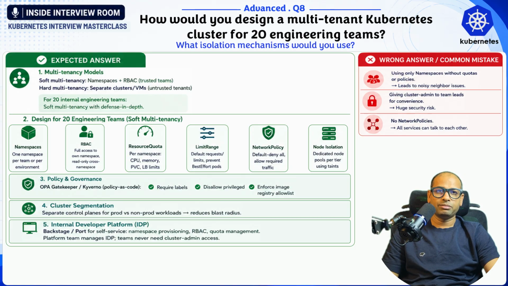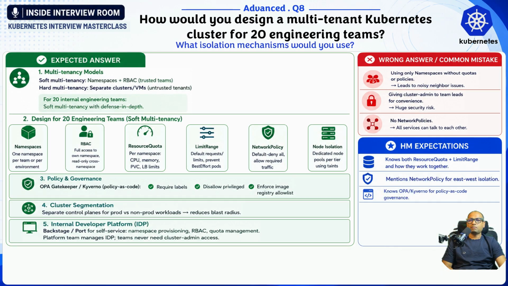Just use a namespace with no quotas or policies, and you get noisy neighbor chaos. Give the team lead cluster admin for convenience, and that's a massive security risk. With no network policies, every service can talk to every other service, with no isolation. Multi-tenancy is not a namespace; it's an isolation, governance, and self-service layer.